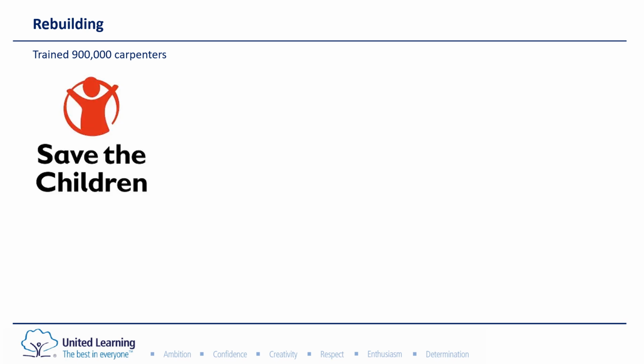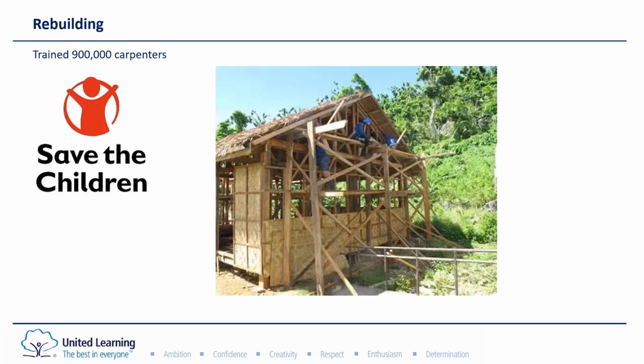Another long-term response was the charity Save the Children, which trained 900,000 people as carpenters, so builders within the Philippines, in areas which saw buildings destroyed. This meant people had the skills and knowledge to rebuild homes using stronger materials, which means in any future storms the likelihood of the buildings collapsing is reduced, so therefore fewer people will die.